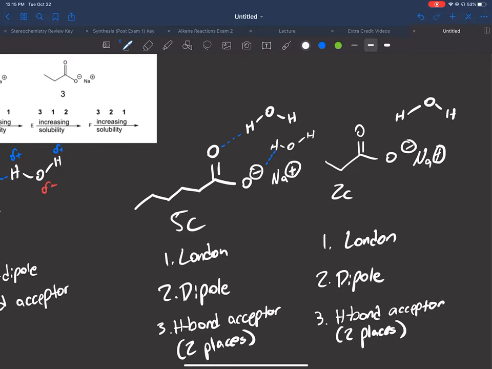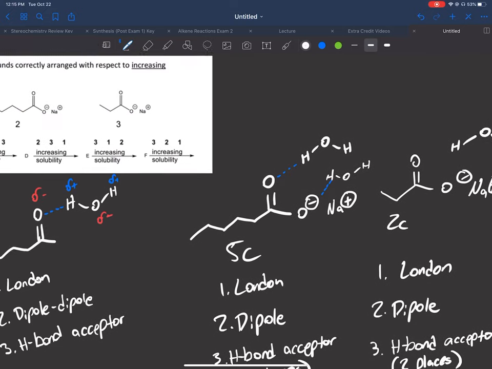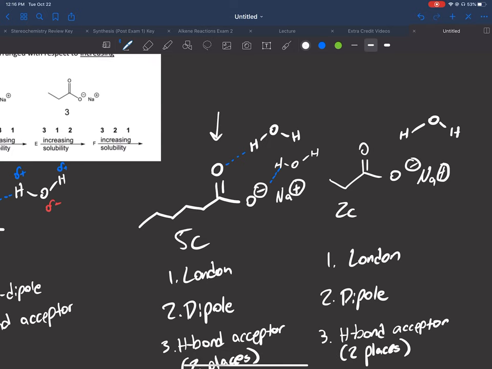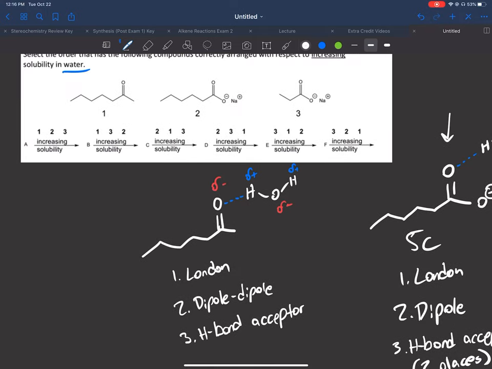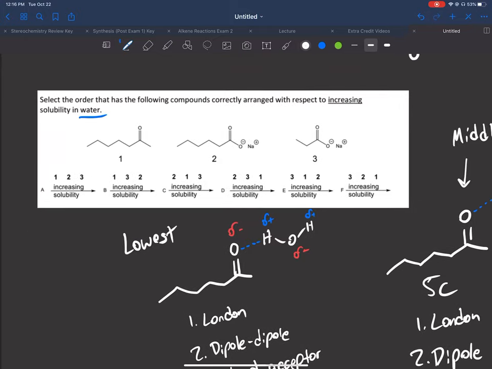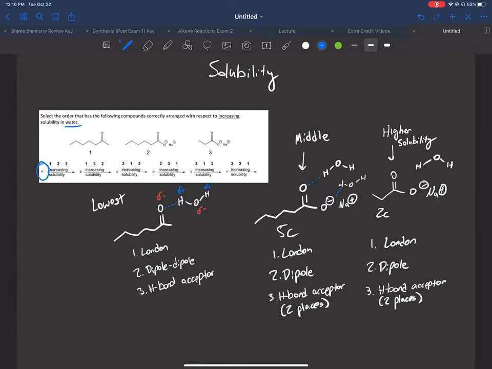So the difference between them is the chain. In one, the chain is much longer, and we talked about how the longer your chain is, the lower your solubility will be. So between this one and this one, the one on the right has the higher solubility. We said that the ketone has the lowest, and this one in the middle would have been in the middle. So our answer was A for this one. That's how we go through solubility questions.